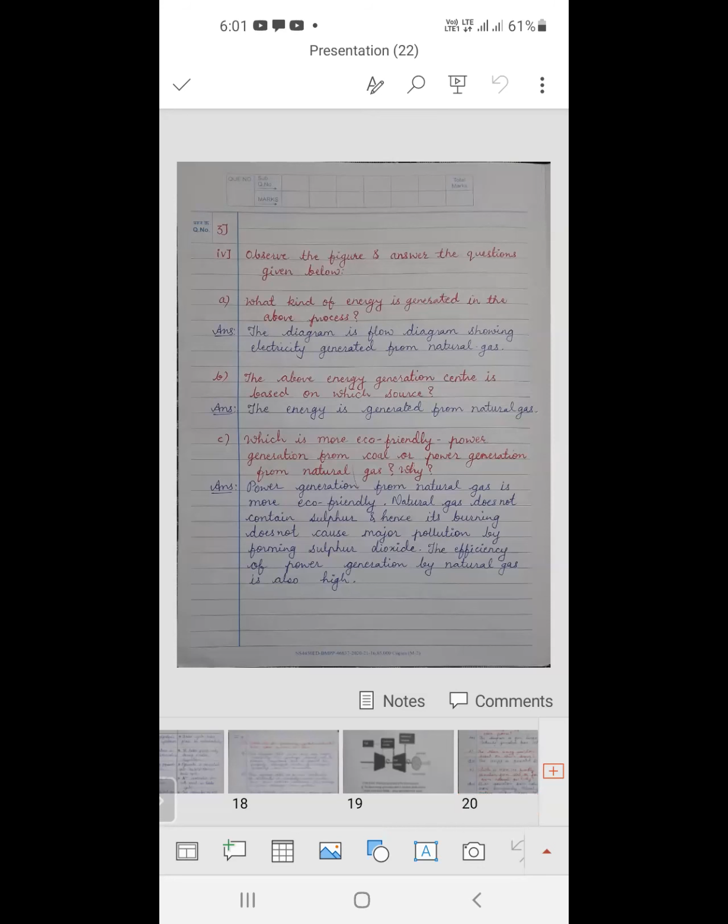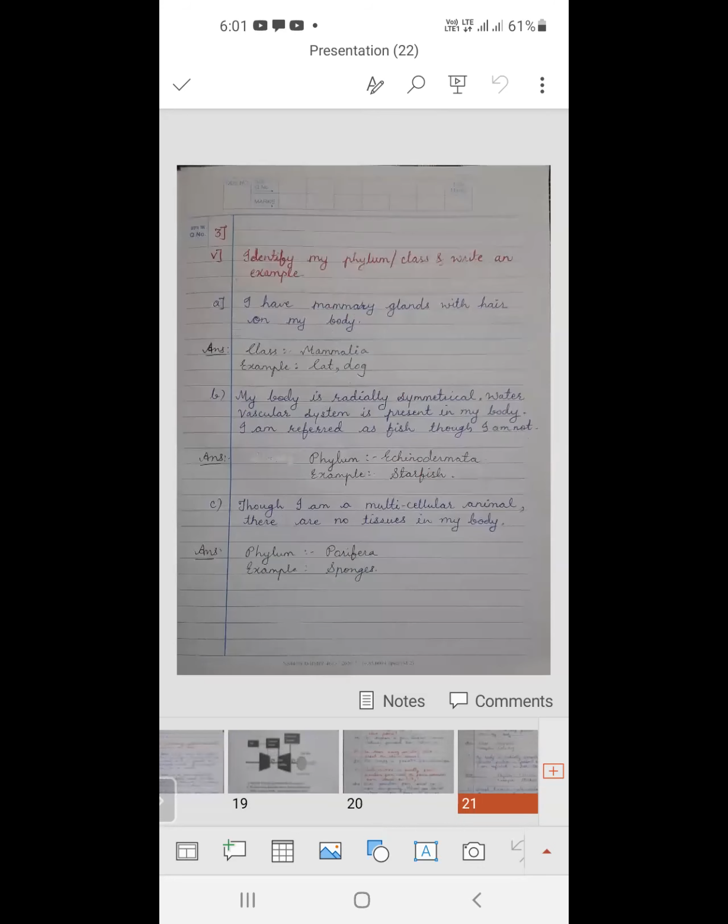Okay, we will move to the fifth question of question number 3. That is, identify my phylum or class and write an example. Here one statement is given, and you have to identify the phylum or class and give an example. Any one example is expected.